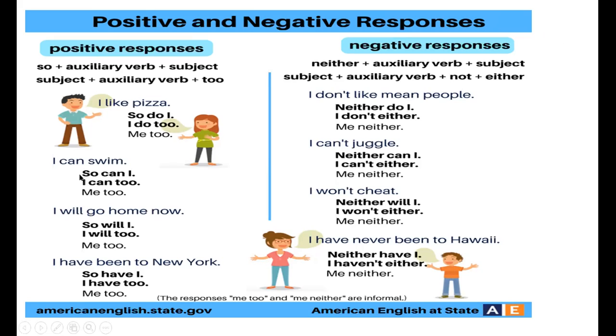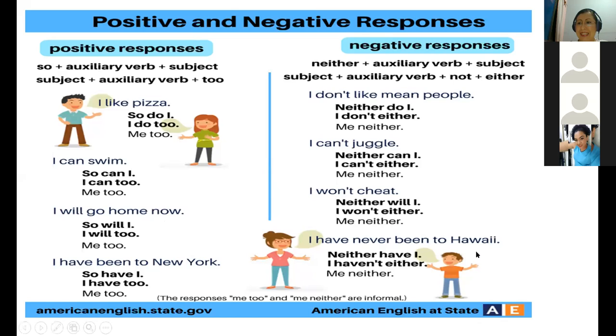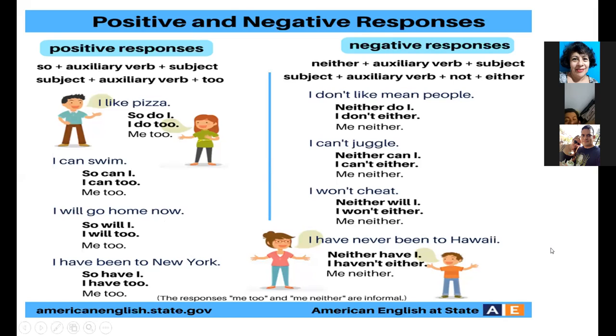Second. Yes, please. I can swim. So can I. I can too. Me too. Excellent. Thank you very much. Volunteer for number 3. Ellie, go ahead, please. I will go home now. So will I. I will too. Me too. Okay, volunteer for number four. Thank you, Elizabeth. Okay, thank you, volunteer for number four.